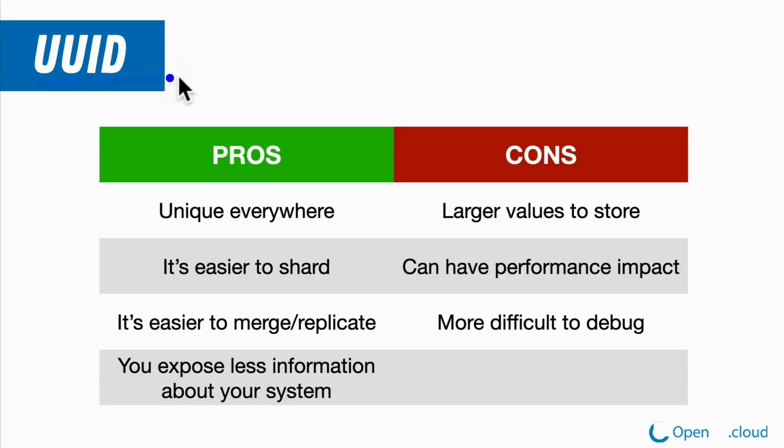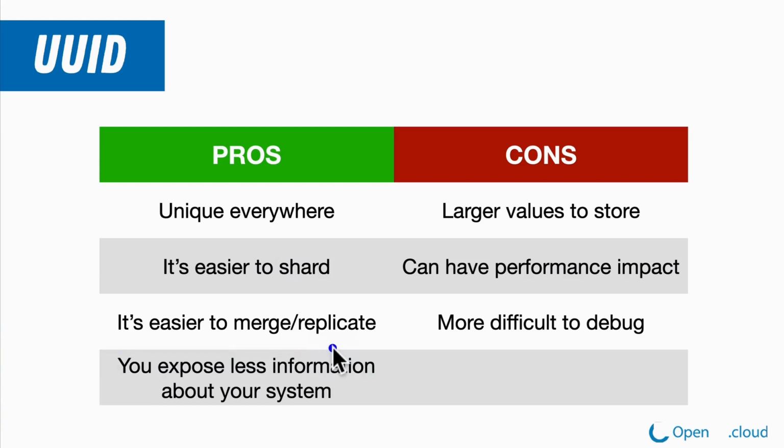And so UUIDs have a lot of pros and cons. Some of the pros are that they are unique everywhere. They're easier to shard, and sharding is one of these concepts that we haven't looked at because it's an extremely advanced concept that you use when your database is getting extremely large. Now, it also becomes easier to merge and replicate your data.